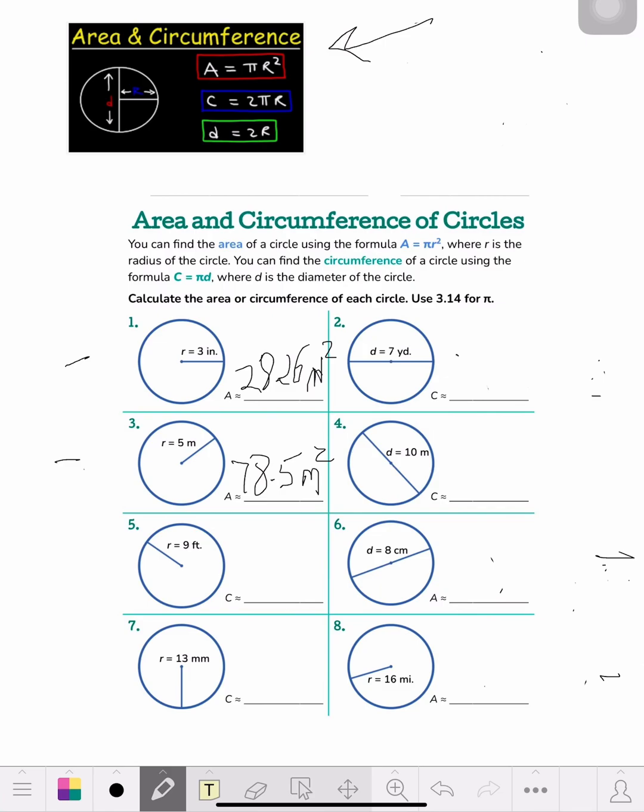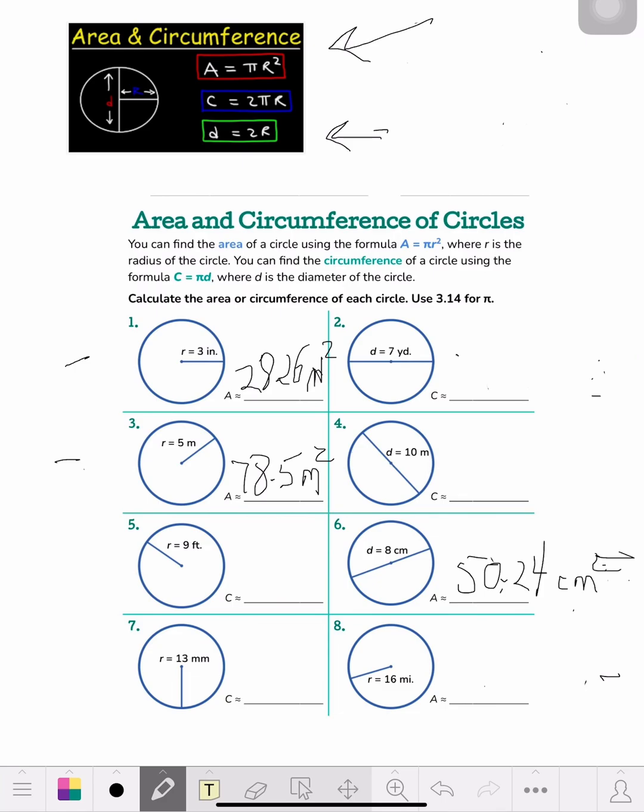Now, on number 6, it says the diameter is 8, okay? Now, if you look above, they told you that the diameter actually equals 2 radiuses, which we kind of knew. So let's just divide this in half. We know the radius is 4. So it's 3.14 times 4 times 4 equals 50.24. And it's centimeters square.